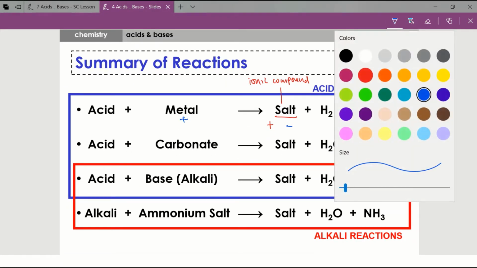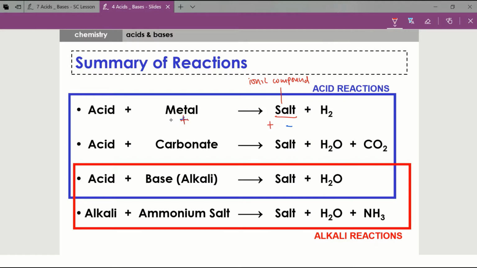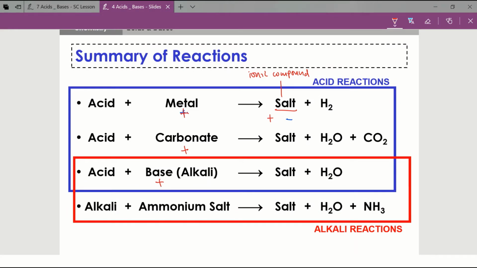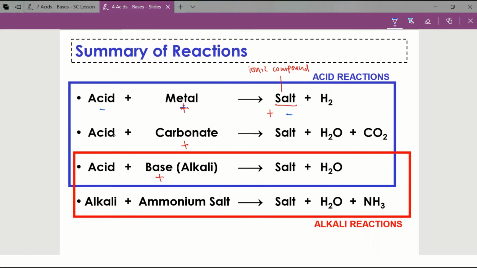Sorry, let me change to a different color. The metal, the carbonates, and the base. For the salts, we always get the positive ions from these three substances. And for the negative ion, it is always obtained from the acid.